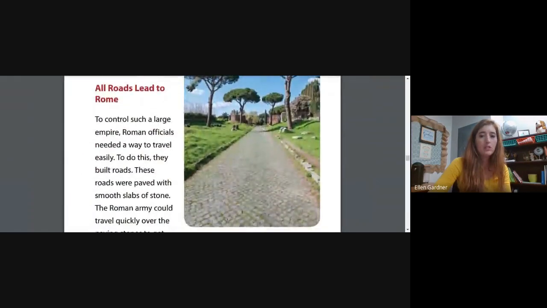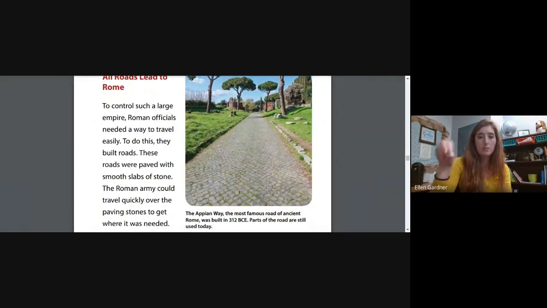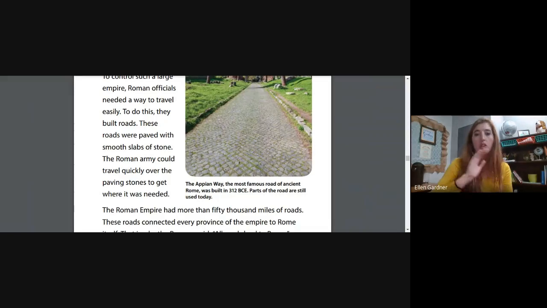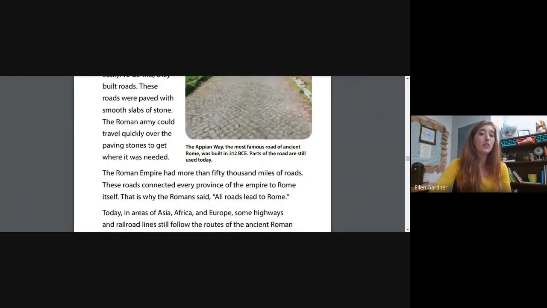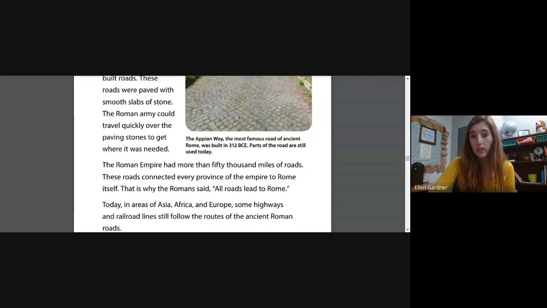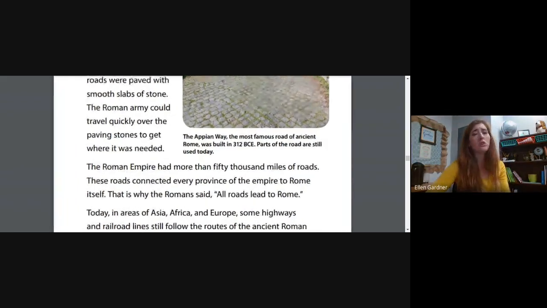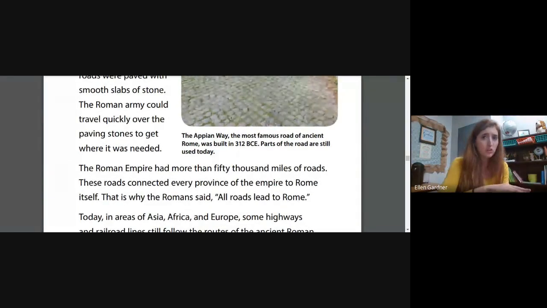Okay, now, to control such a large empire, Roman officials needed a way to travel easily. To do this, they built roads. These roads were paved with smooth slabs of stone. The Roman army could travel quickly over the paving stones to get where it was needed. The Roman Empire had more than 50,000 miles of roads. That is very significant because it was pretty unusual for a lot of places to have good paved roads that could withstand lots and lots of use.